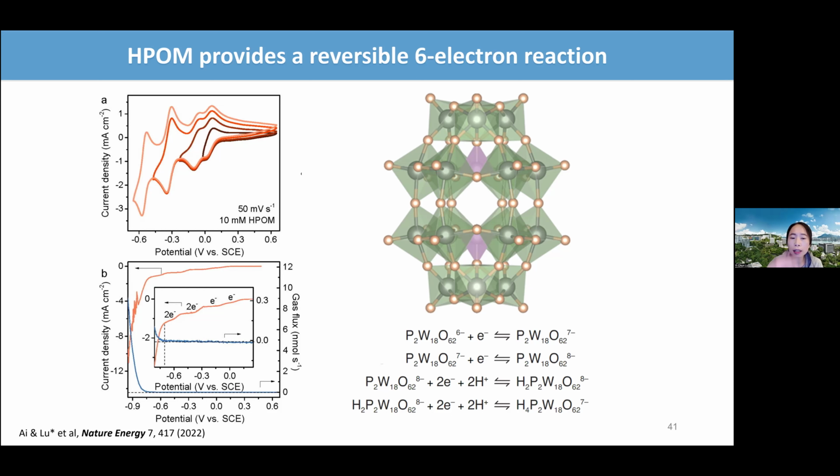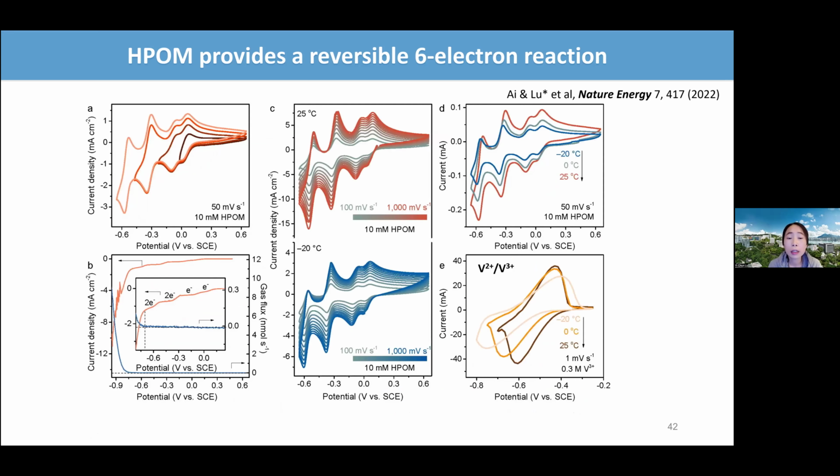So then in the literature, the lithium cation is also what's used in the flow battery, but we decided to go for proton. So this proton type of HPOM, we believe will be more important for the low temperature application. And here are the reasons.